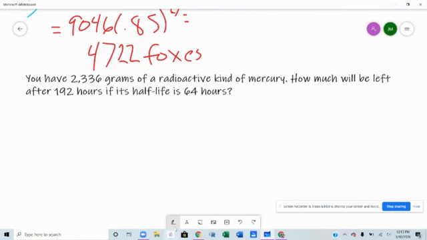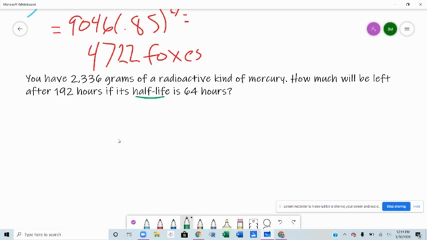All right, the last type of problem you might see on IXL is dealing with what is called a half-life. Okay, so you have 2,336 grams of radioactive mercury. How much will be left after 192 hours if its half-life is 64 hours?